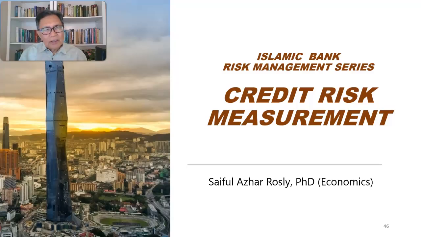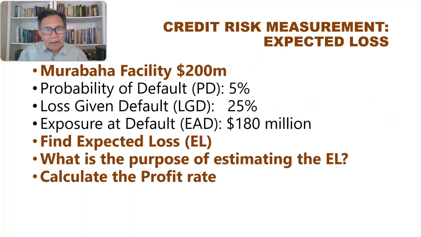One was the debt to income ratio, and that will usually be used to assess the credit standing of the retail customer, and the other one will be the loan to value ratio or financing to value ratio. That can also be used for both retail and business customer. Now we go to the second step, which is the credit risk measurement, and we have some example here to use for illustration.